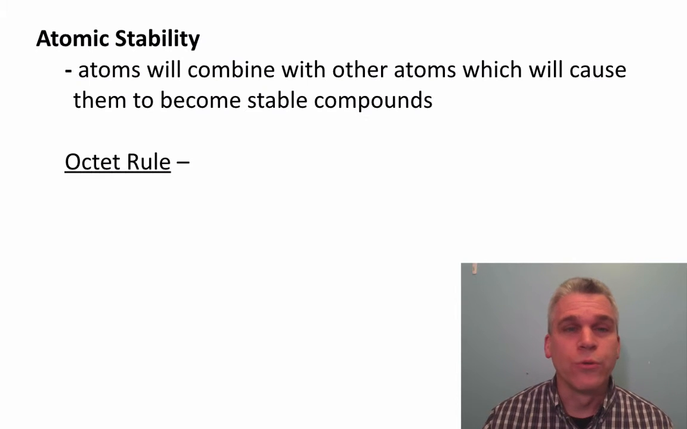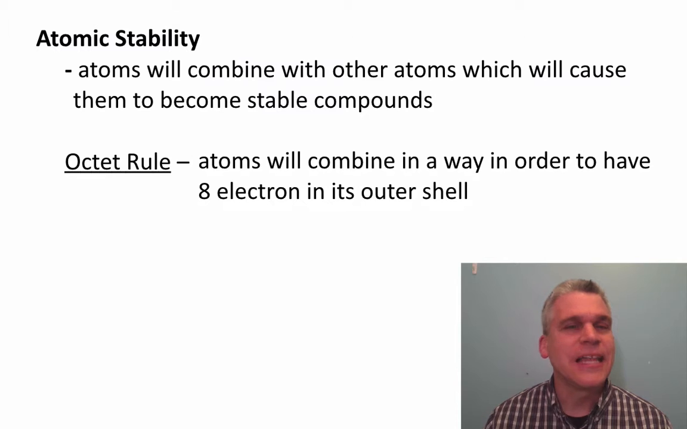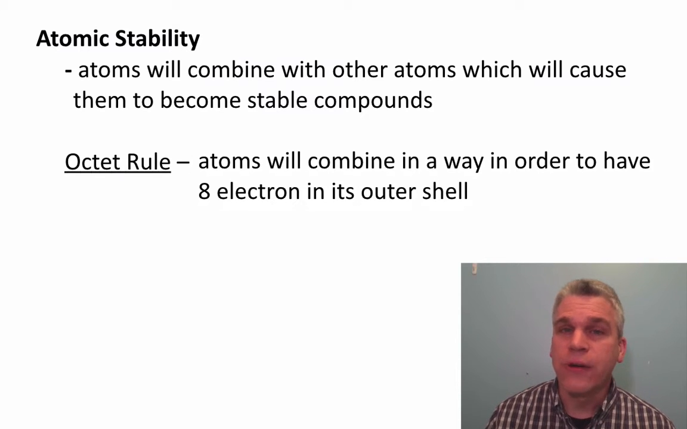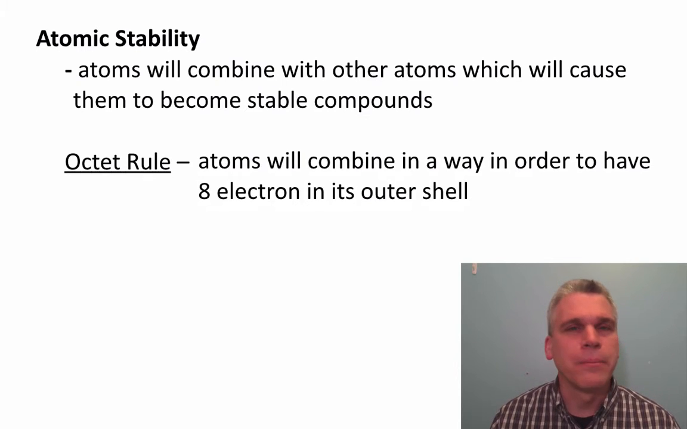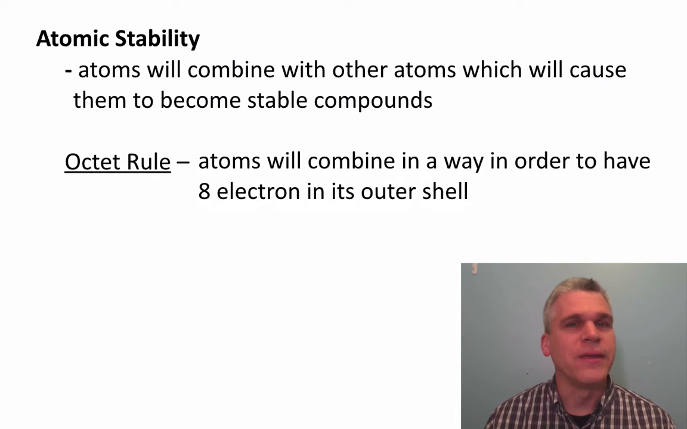The Octet Rule says that atoms will always combine in such a way so that they'll have 8 electrons in its outer shell. And so we're talking about the electron shell. They always want to have those 8 electrons. That's what makes it a complete shell. And when they have a complete shell, they're going to be happy atoms.